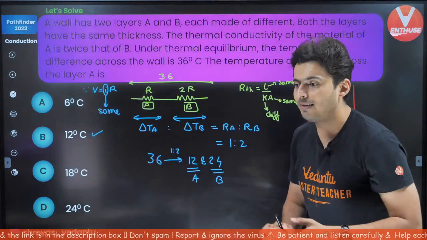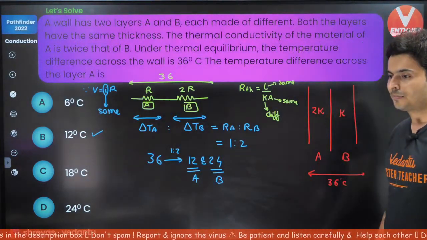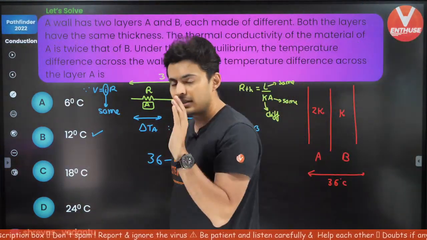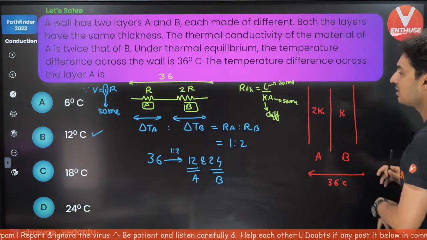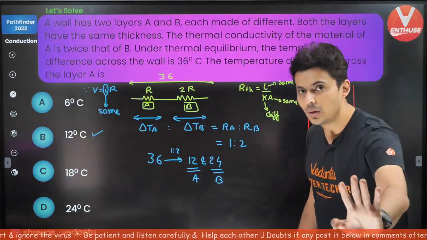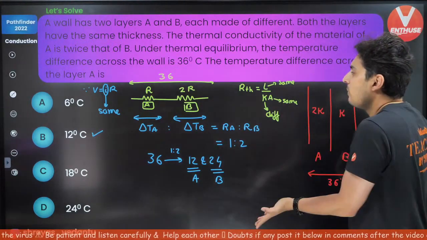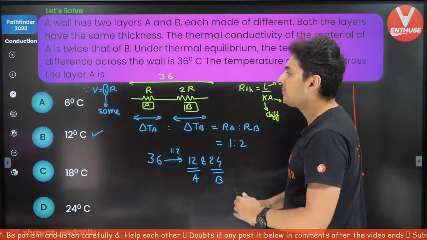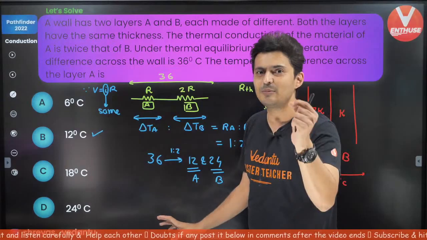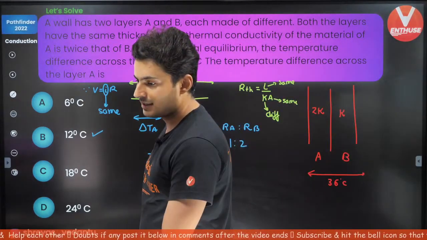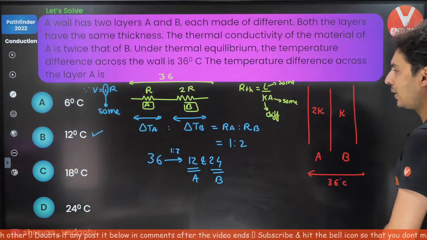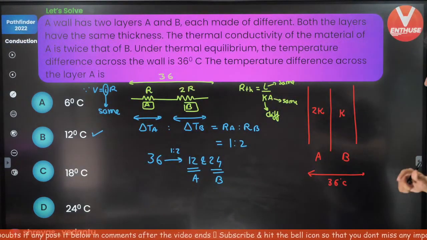Isn't it simple via the current electricity method? Yep. Understood? Unless you want to solve it via those equations, K delta T by delta L, you are free to do that, but it will look very complicated. But if you get used to converting it into the current electricity method, it becomes very quick and simple. Yes, this is for class 11th. Alrighty, moving on to the next one.